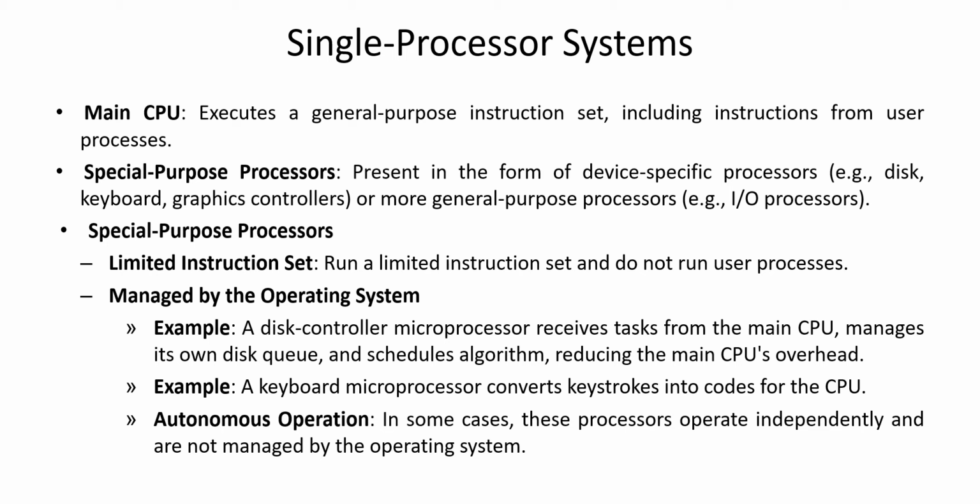For example, a disk controller microprocessor receives a task from the main CPU, manages its own disk queue, and runs its own scheduling algorithm, which reduces the main CPU's overhead significantly. Similarly, a keyboard microprocessor converts your keystrokes into codes that the CPU can understand. In some cases, these special purpose processors operate completely autonomously and are not managed by the operating system at all. They just quietly do their job in the background.